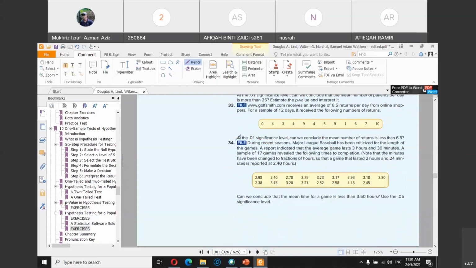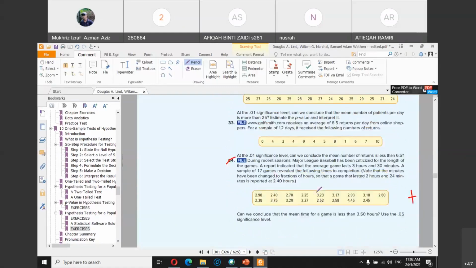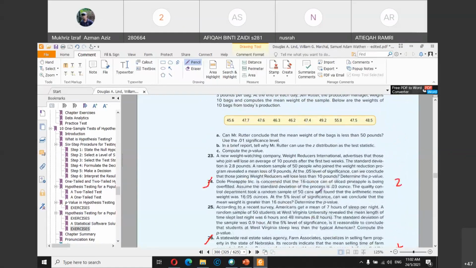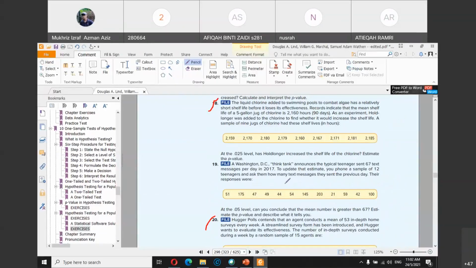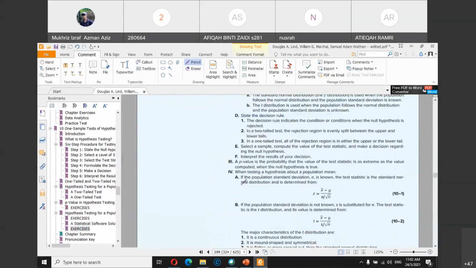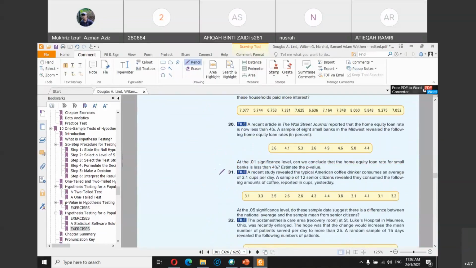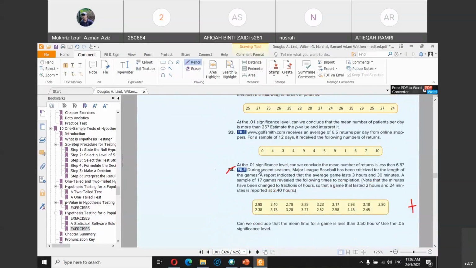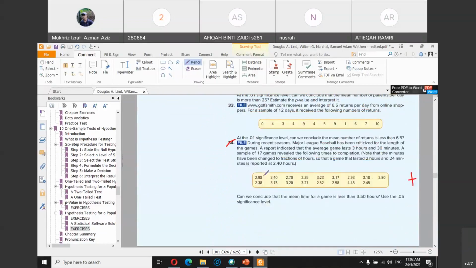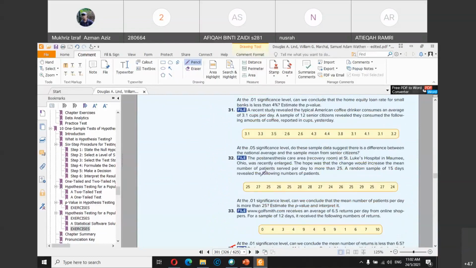The last will be question 34. Again, this is on the T distribution. So you have only one Z distribution question, question 24. The rest will be on the T distribution: 18, 20, 26, and also 34. You can find them in your textbook in chapter 10.